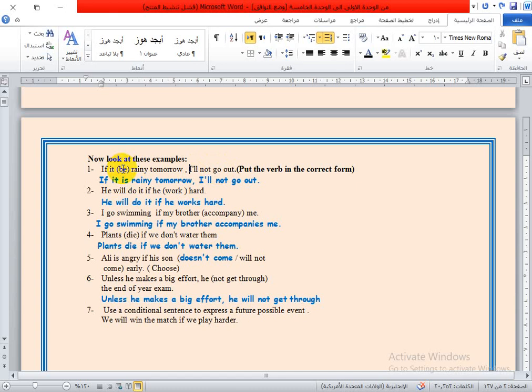So what is the present form of be? The present form of be is either is, am, or are. So be becomes is. If it is rainy tomorrow, I'll not go out. This is the first conditional type.